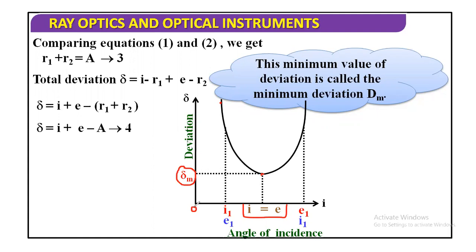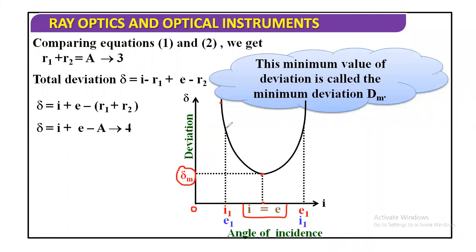So starting from here, as we keep on increasing the angle of incidence and we reach a point where the angle of incidence becomes equal to the angle of emergence, the deviation decreases. But after this point, as the angle of incidence increases, the deviation also starts increasing. You see, after this point, as we further keep on increasing the angle of incidence, our deviation starts increasing. So what is the conclusion?